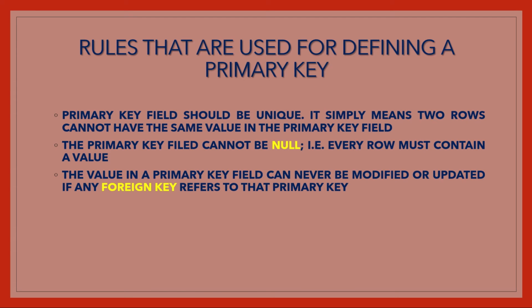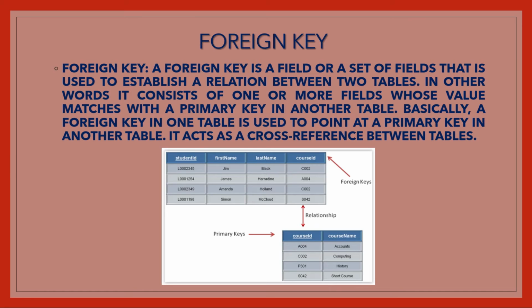The primary key field cannot be null. Null means nothing. That means every row must contain a value, so you cannot keep it empty. That's what null refers to. And the value in a primary key field can never be modified or updated if any foreign key refers to that primary key. A foreign key is a kind of key. We will see that in the next slide. What is a foreign key?